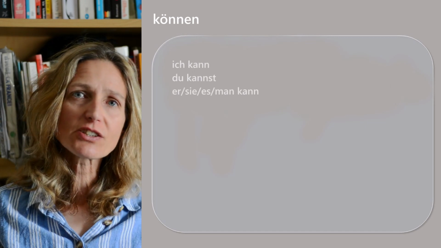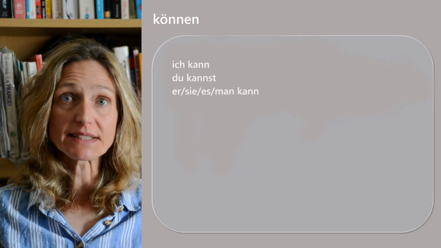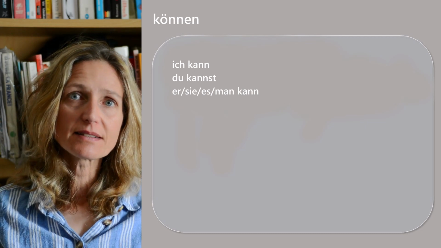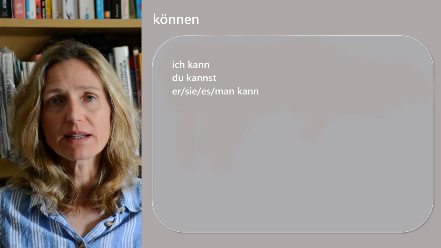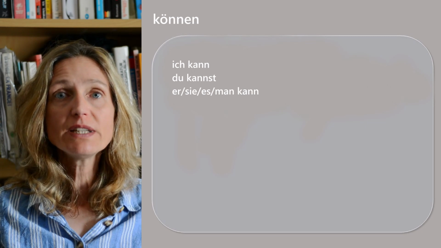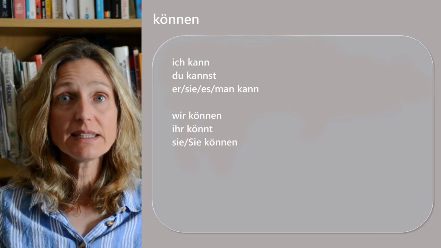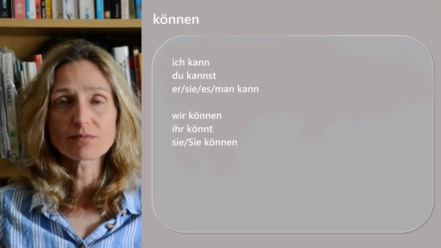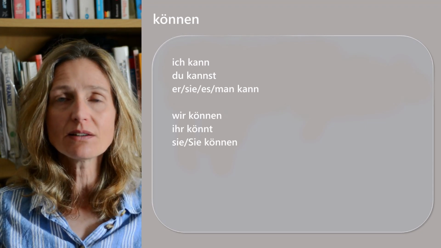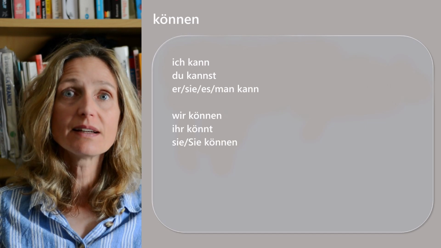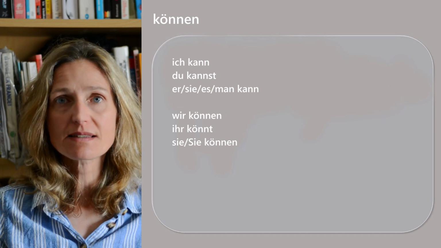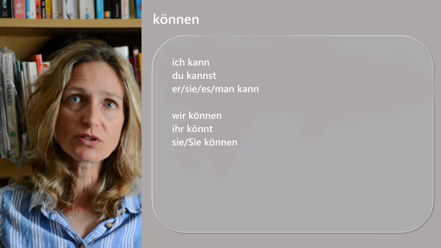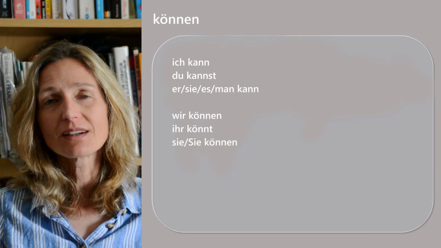The conjugations are ich kann, du kannst, sie, es, man kann, wir können, ihr könnt und sie können. Okay, so it's ich kann, du kannst, sie, es, man kann, wir können, ihr könnt, sie oder sie können.